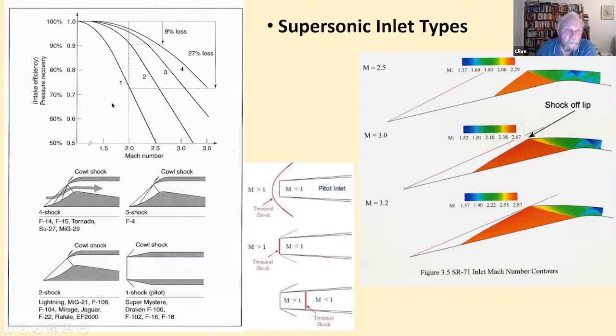You can increase the efficiency significantly by increasing the number of shocks that you get. For example, the single shock intake would be a 27% loss at Mach 2. If you were to use a two shock intake, you could reduce that to 9%. The same is true, as I'll see later, down around the 1.4 Mach number.